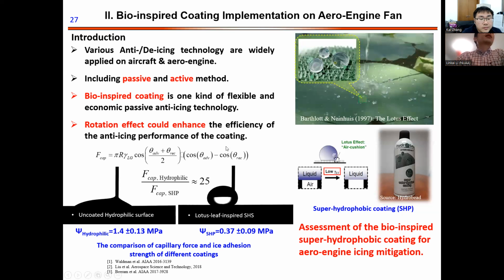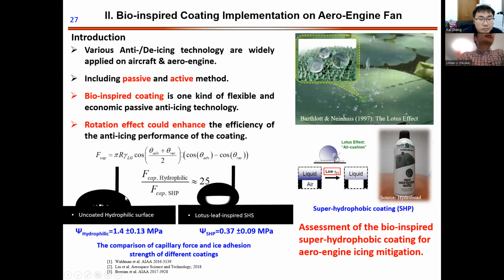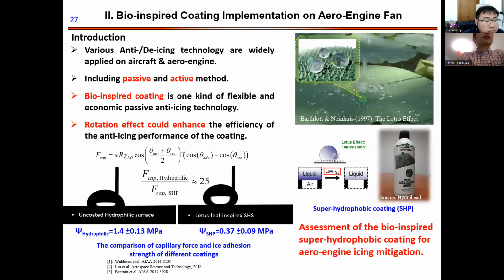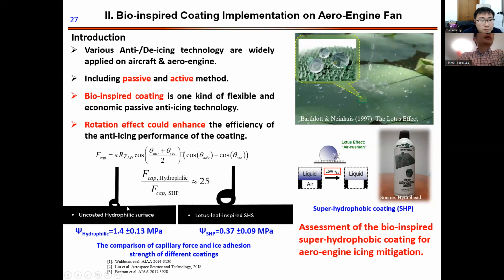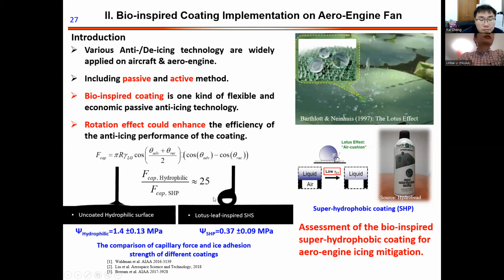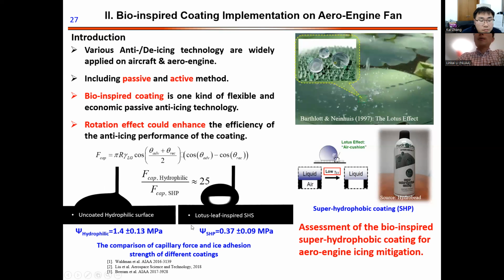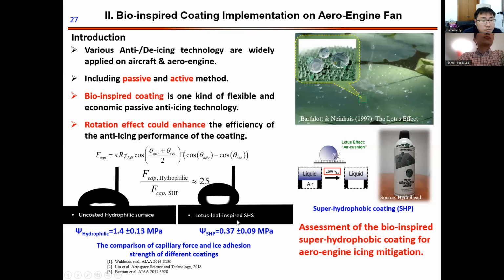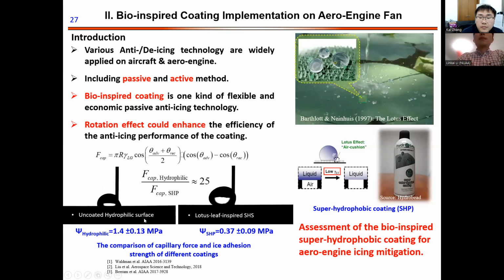Before we apply this coating to the aero-engine fan model, I tested the capillary force for this surface. We can find that for the uncoated hydrophilic surface, the contact angle is very small. But for the lotus leaf-inspired super hydrophobic coating, the contact angle is relatively larger. So we use the hydrophilic surface as the baseline, and compare the super hydrophobic coating with the baseline.